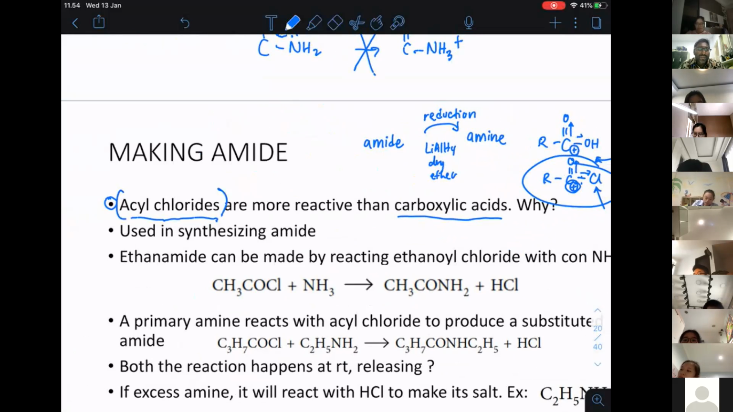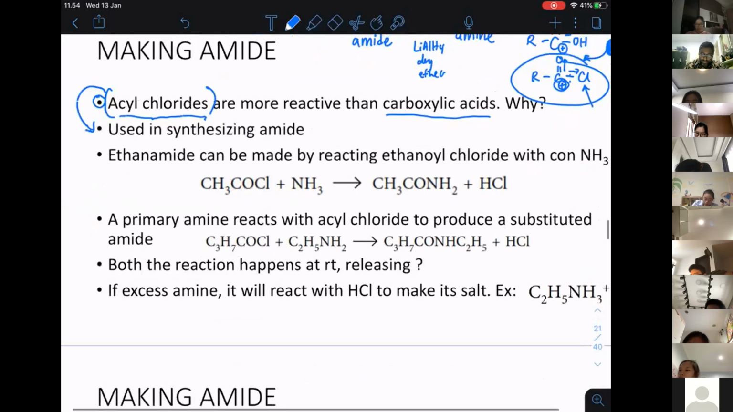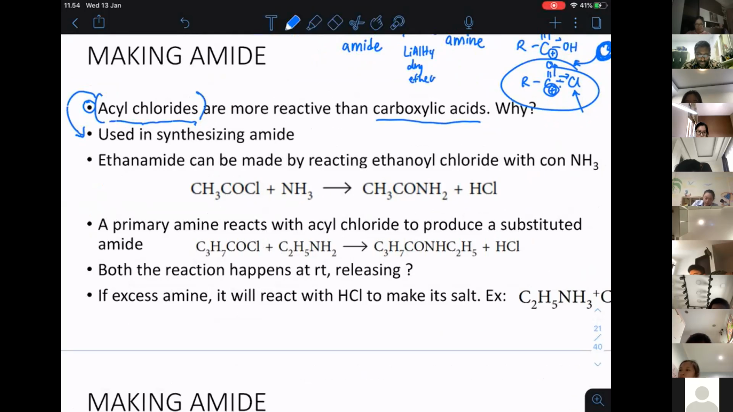So if you look at these acyl chlorides, they are going to be used in the synthesizing of amide. So instead of using carboxylic acid, we use acyl chlorides. For example, if I want to make ethane amide, how is the reaction going to happen? This ethane amide is going to be made by reacting ethanoyl chloride with ammonia.